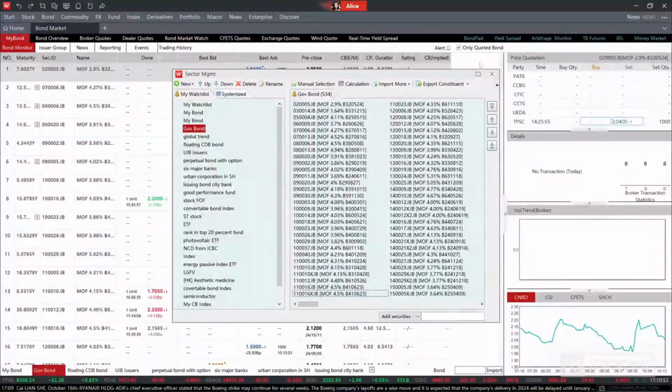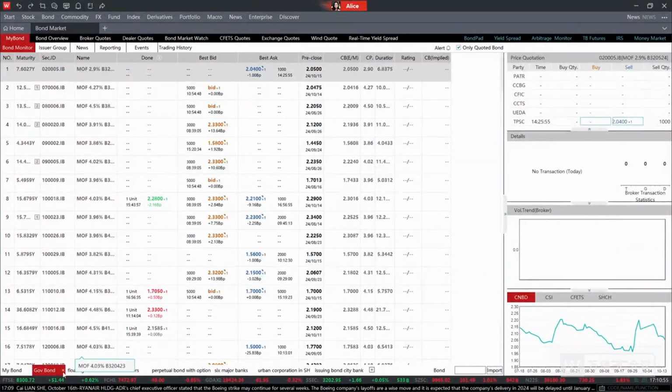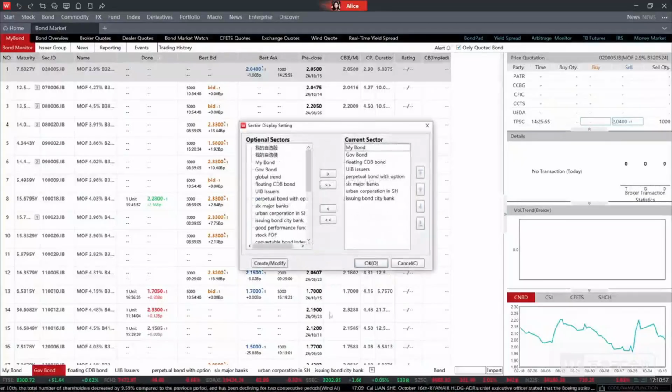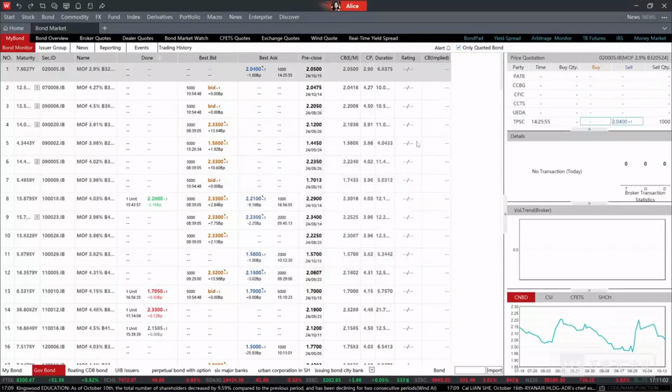Once the sector has been created, it will show over here. Once you click the plus button, it will show on the current sector. Then it is easier to check the different bonds which you have already added in the sector management. Okay, so the My Bond page will only show the latest information of my favorite bonds, and you can also create several sectors as you need.